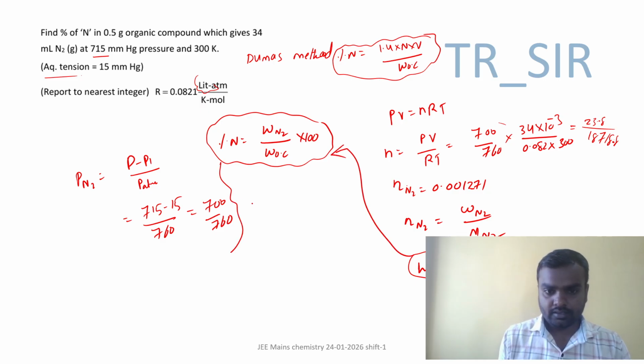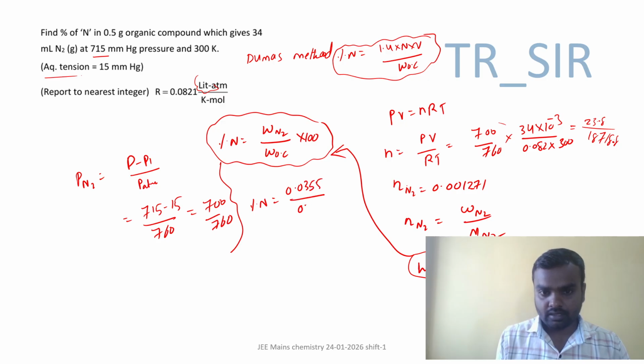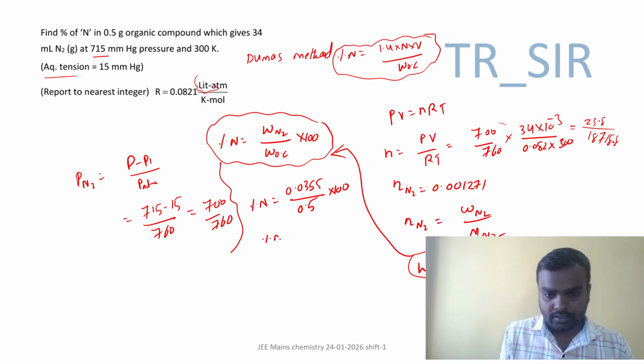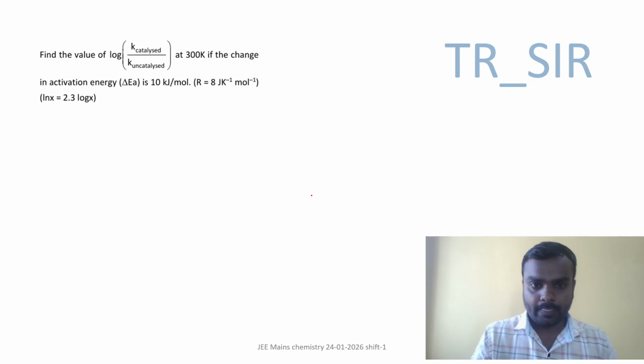Now substitute this weight into this case. So what we are getting here, percentage of N is equal to 0.0355 by given organic weight, which is 0.5, into 100. So we're getting percentage of N as 7.1 percent. That is the answer for this case.